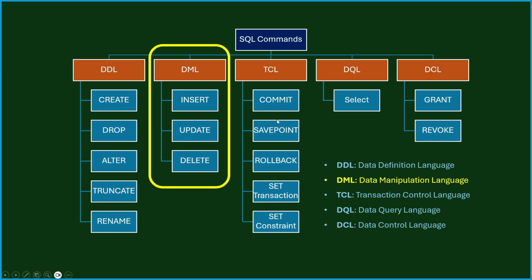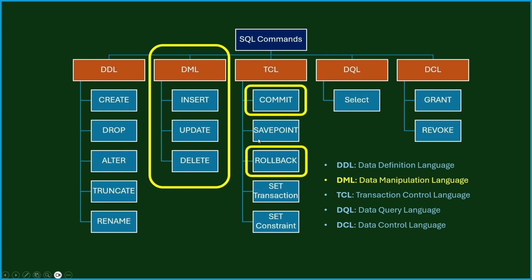Now keep in mind that DML is different from DDL. With DDL, we work with objects like databases, tables, and columns. And by the way, I have another video for DDL, feel free to refer to it. But with DML, we only deal with rows and cells. We don't change the structure of the table itself.